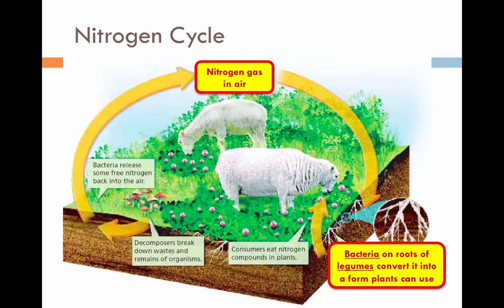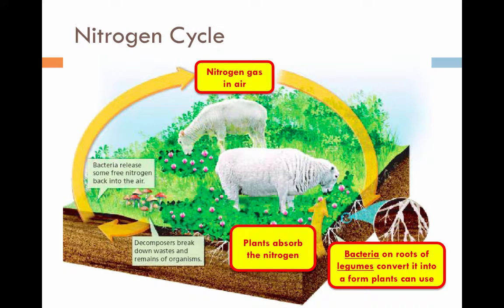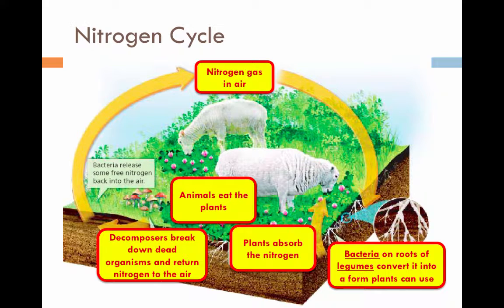So these plants or legumes eventually absorb the nitrogen that the bacteria made for them, and now it's inside their bodies. Animals are then going to eat the plants, and so now the animals have a bunch of nitrogen inside them. Unfortunately, animals and plants always die, and so decomposers like fungus and bacteria will break down the dead bodies of the animals and plants and return the nitrogen back into the air.